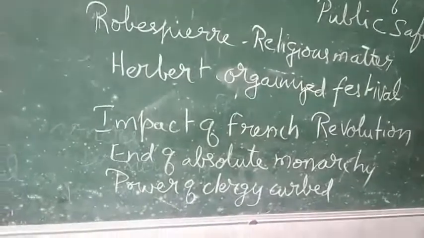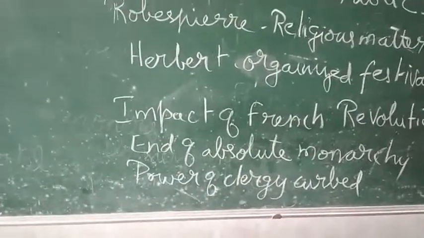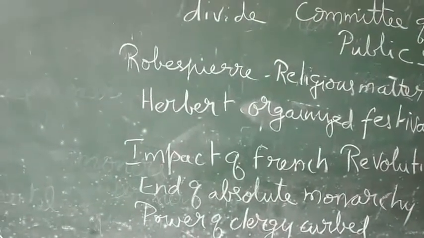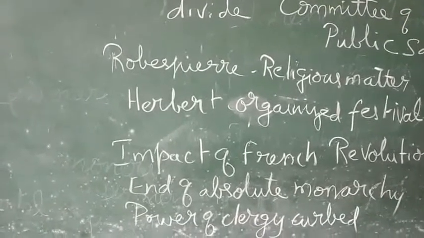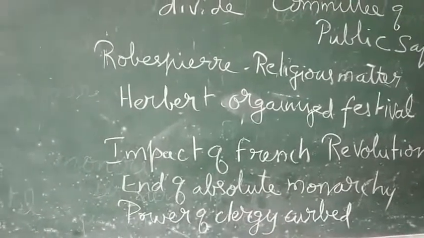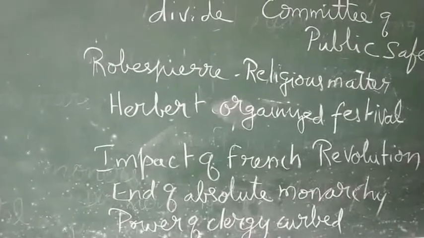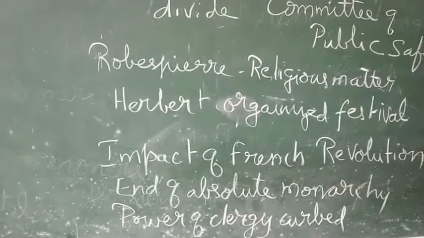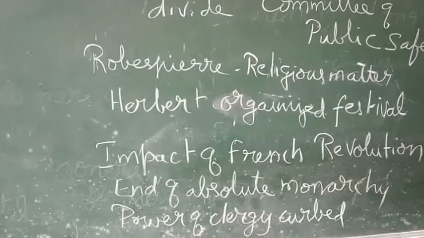Next, the impact of the French Revolution. It put an end to the absolute monarchy. The power of the clergy was curbed, and the revolution united the people of different sections, and they showed the power of the state. There was growth of the feeling of nationalism and emergence of an assertive middle class. And liberty, equality, fraternity were adopted.